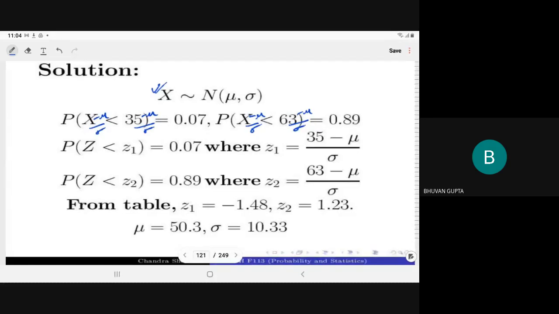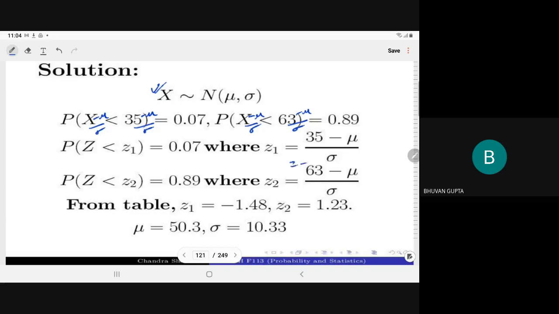From the table value, z1 is equal to minus 1.48 and z2 is equal to 1.23. So when we have two unknowns, mu and sigma, and two equations, you can compute the values of mu and sigma as mu equal to 50.3 and sigma equal to 10.33.